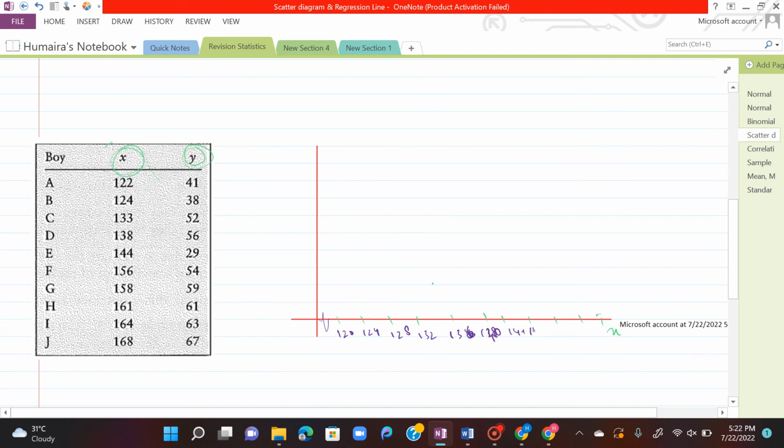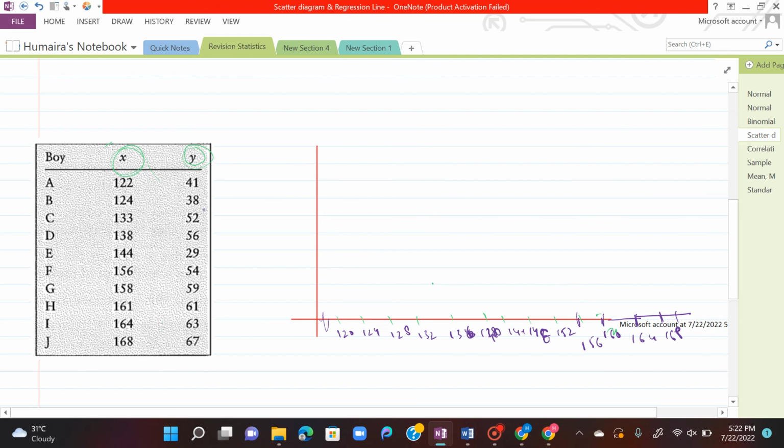Then 144, 148, 152, 156, 160, and then 164, 168. Do mark with the ruler, okay? Put the ruler here and then put the equal marks here.